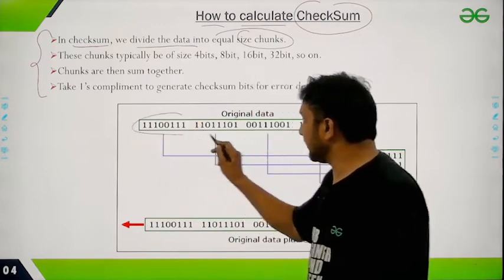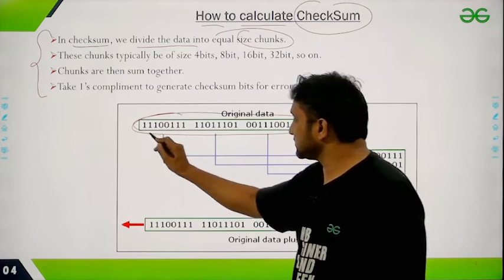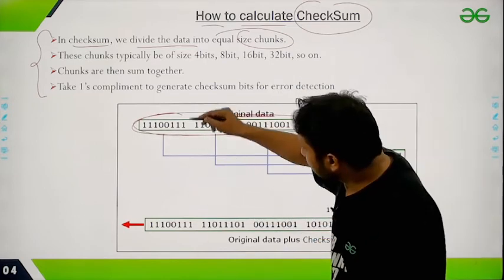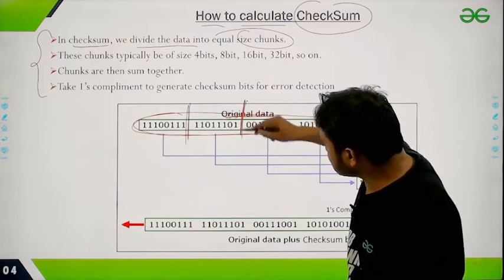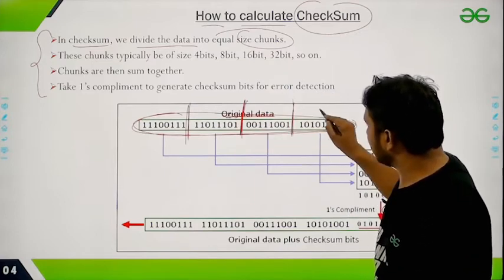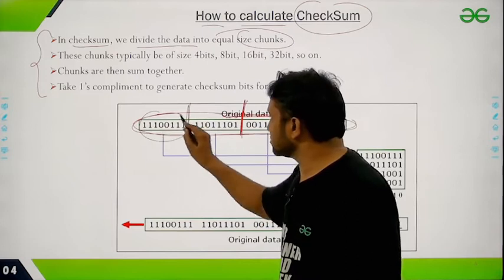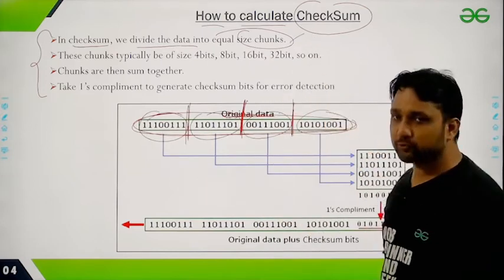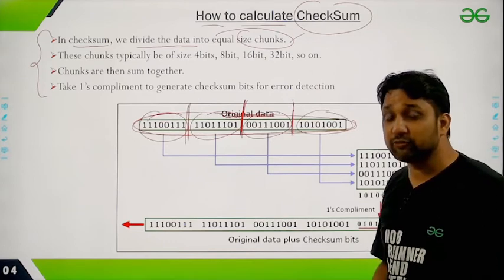Let's suppose this is our data, the original data, and it is divided into equal size chunks. See, we divided it into four chunks: one, two, three, and four. This is the first point of how the checksum algorithm works.